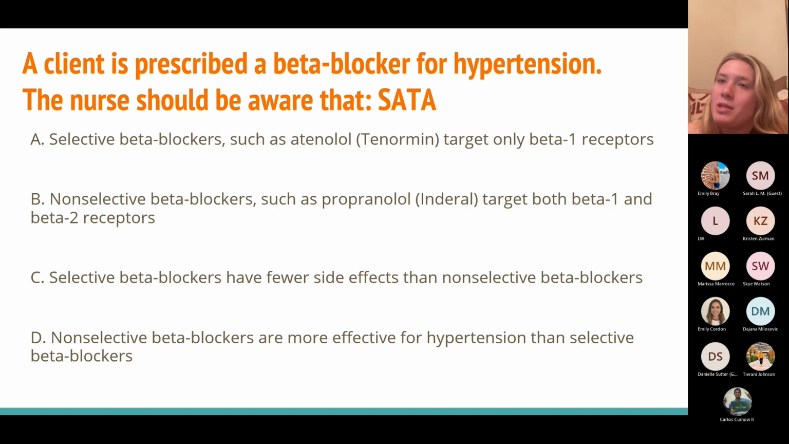A client is prescribed a beta blocker for hypertension. The nurse should be aware that. Select all that apply.